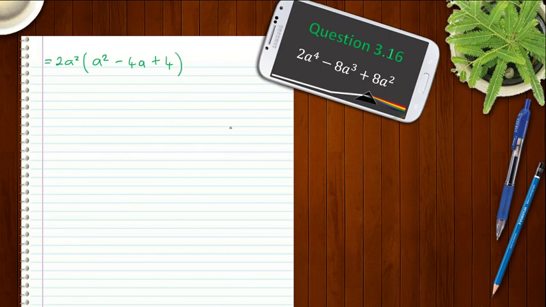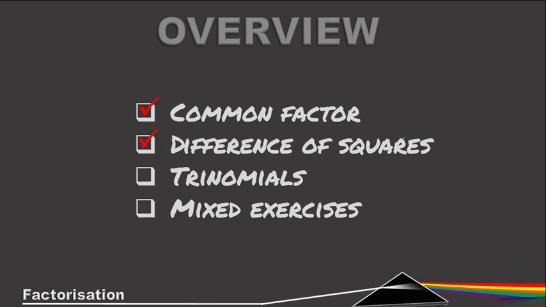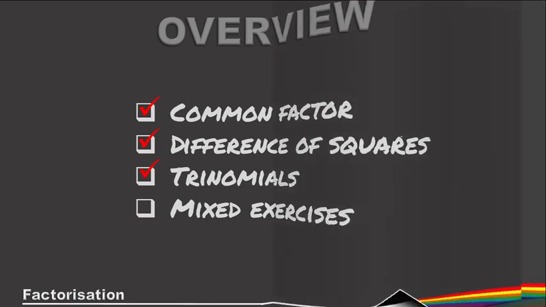All right, so now 4 is 1 times 4, 2 times 2. I need to get negative 4. And that means I'm going to say minus 2 minus 2. So I'm going to write 2a squared. And then in brackets, I write a minus 2, a minus 2. And that was trinomials. So now let's look at some mixed exercises.